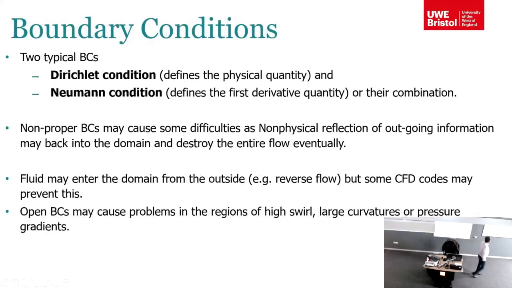And boundary conditions, there are two types: Dirichlet conditions and Neumann conditions. In Dirichlet conditions, you give the physical quantity. In Neumann conditions, you give the first derivative. So, for example, dy/dx is a derivative form. If you don't use the proper boundary conditions, you will have problems.